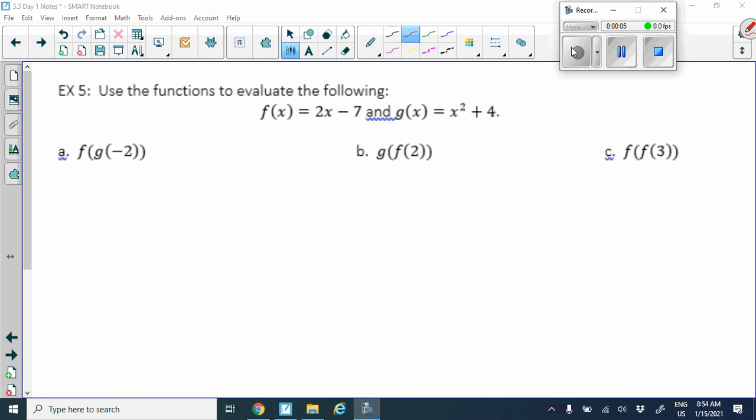We're still going to do composition functions, but now we're going to evaluate them. So it says use the functions to evaluate the following. So we have f of g of -2. So what do we do when we are now evaluating, meaning that we have now a number? Well, to do this, we start with the inside function.